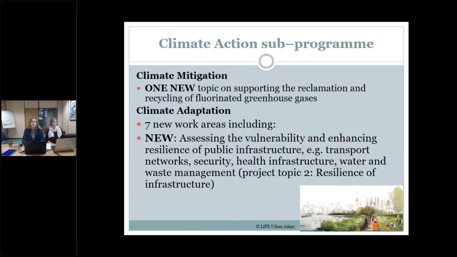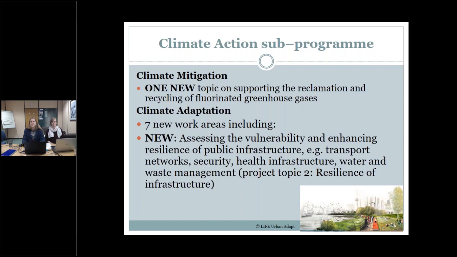This project is led by RAP, and has a budget of 3.2 million. So I hope this has given you some ideas and the flavor of different projects possible under the environment strand.